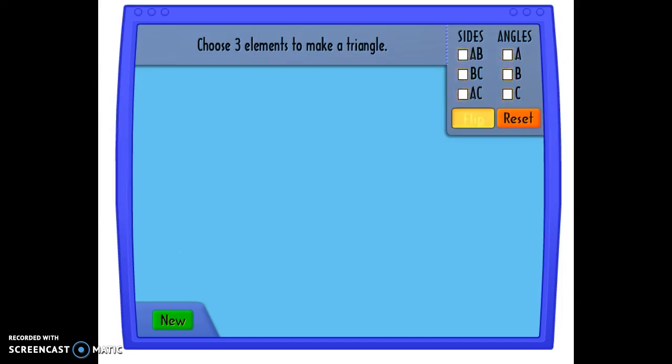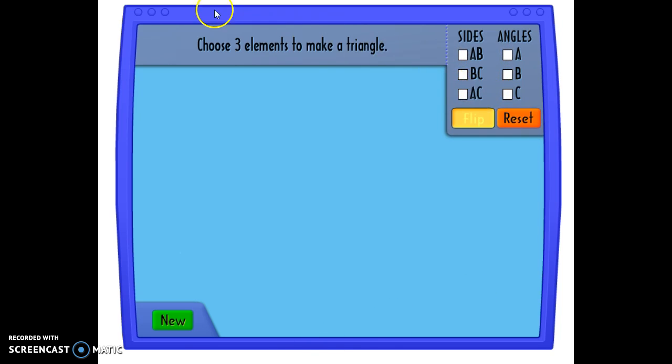Hello, class. Today we're talking about triangle congruence theorems. The activity for today involves this website, illuminations.nctm.org. There's going to be a link to it on your paper and also one up in Moodle.